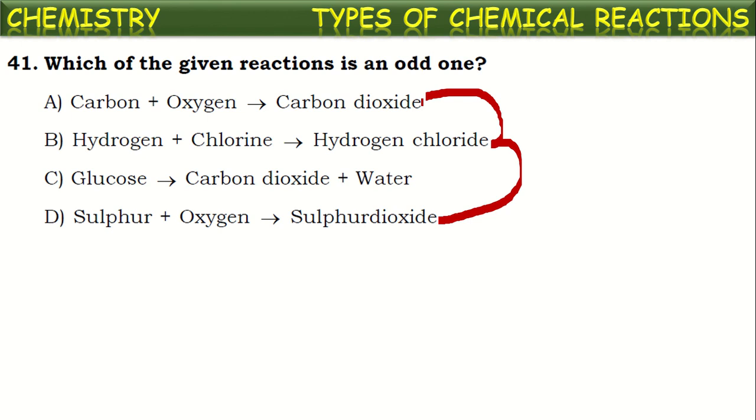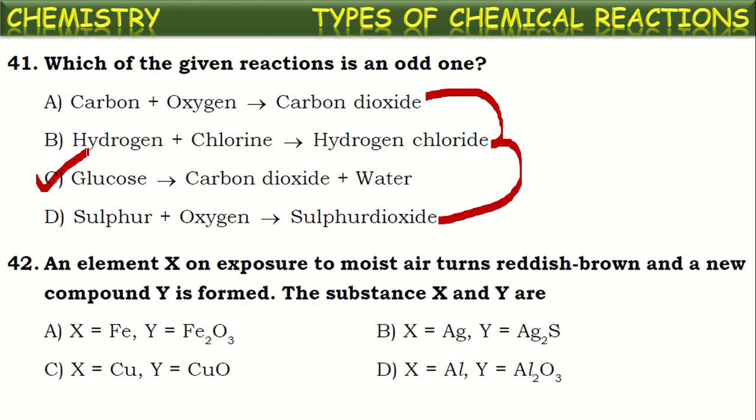Whereas the third one, if you observe, glucose is splitting into carbon dioxide and water. What is happening in this? A substance splitting into two simpler substances. This is called a decomposition reaction. Except this, the remaining three are combination. So it is the odd one among these four.